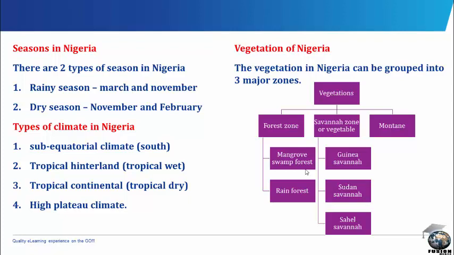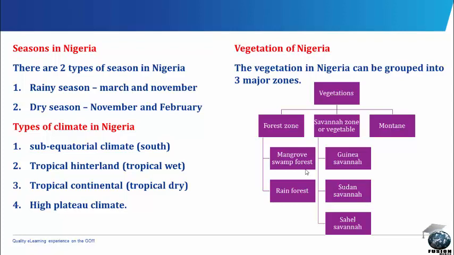Effects of sub-equatorial climate on agriculture. 1. Heavy rainfall gives rise to a growth of tree crops. 2. It gives rise to the growth of tuber crops like yam. 3. Heavy rainfall gives rise to double cropping. The tropical hinterland. This climate is found in forest areas like Ibadan, Ilorin, Akure, Osogbo, and so on.